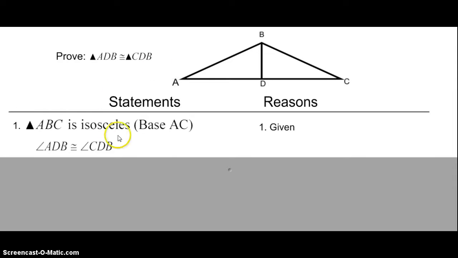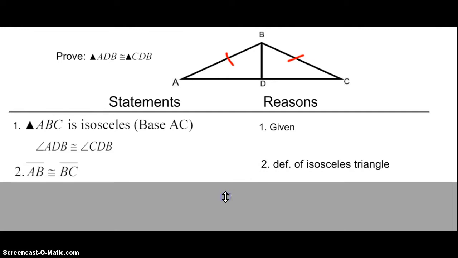All right, so we've got triangle ABC is isosceles and AC is the base. What does that tell us? Well, that would tell us that the legs are congruent, right? So that means that my legs, which are AB and BC, are going to be congruent by the definition of an isosceles triangle. I'm also given in this proof that angle ADB, right here, is congruent to angle CDB, right there. Okay. Now we want to prove that these two triangles, ADB and CDB, are congruent.